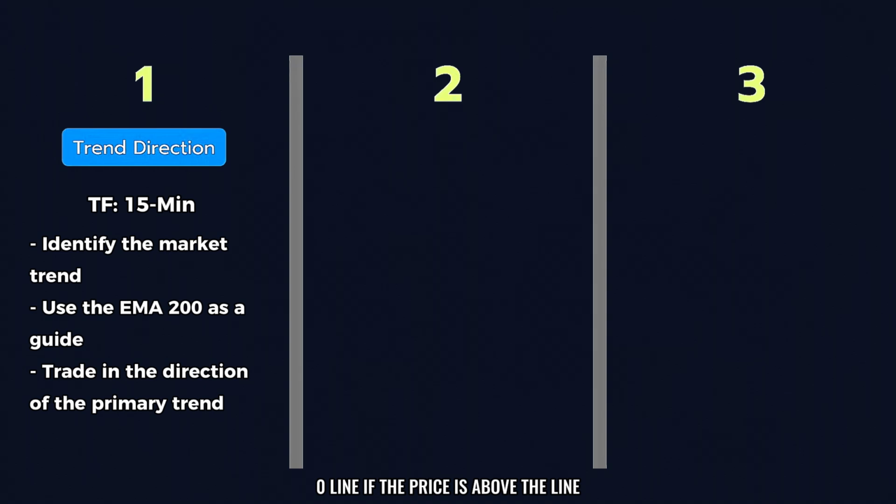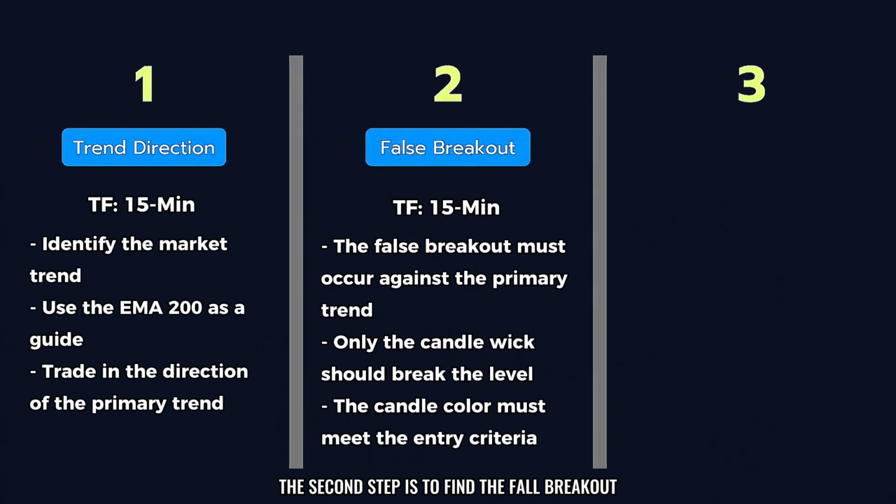If the price is above the line, it will be a market up. If the price is below the line, it will be a market down. And most importantly, once we get the trend, we will trade according to the main trend. The second step is to find the false breakout. We will find the false breakout at the same time frame, which is 15 minutes.